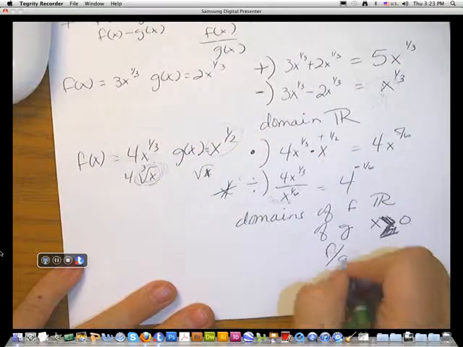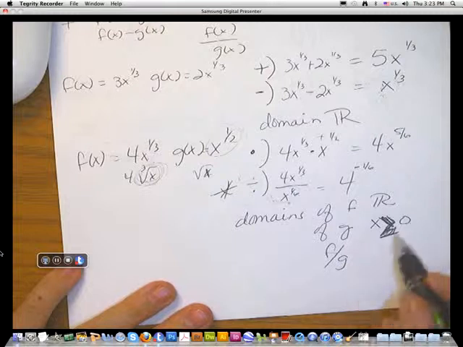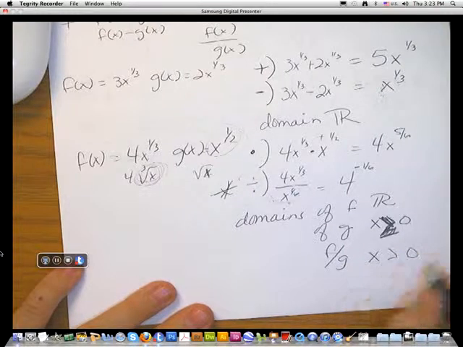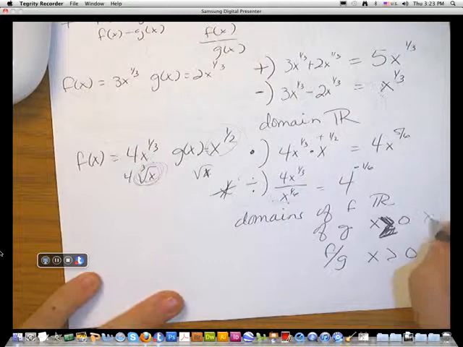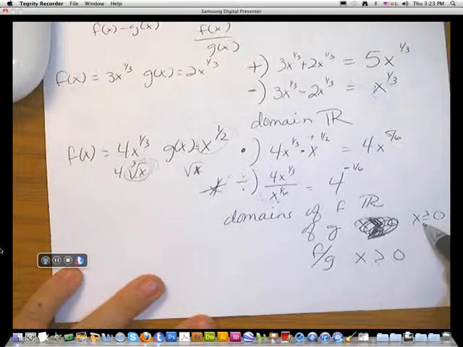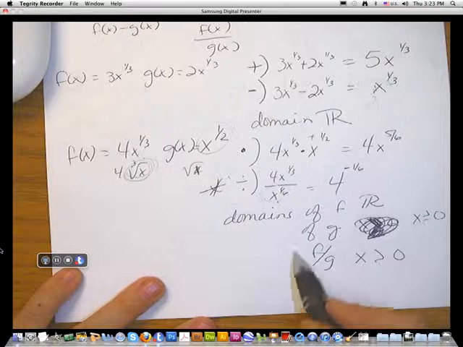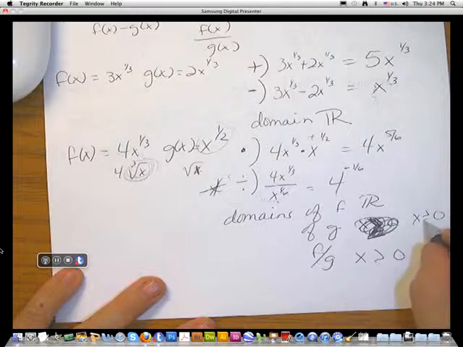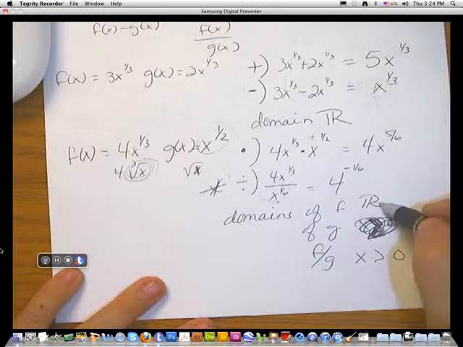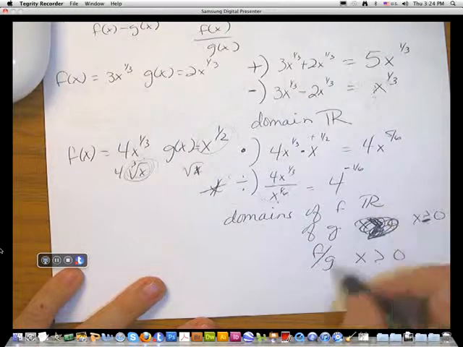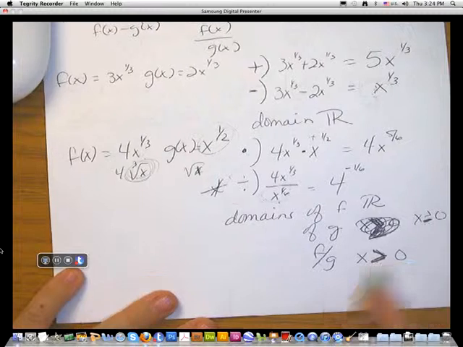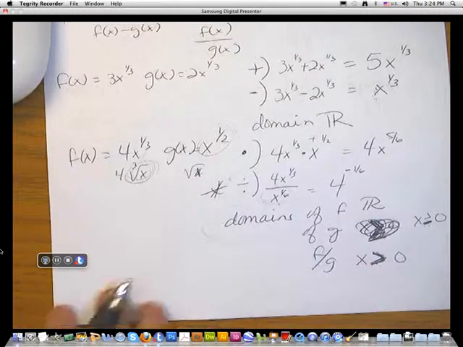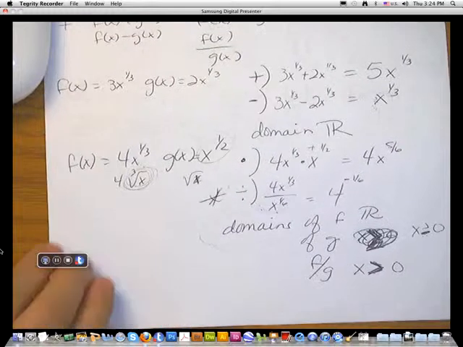But now when I divide f and g, g cannot be 0, so therefore its domain has to be greater than 0. So g can be greater than or equal to 0. But when I put that division together, g can no longer be 0. So therefore I have to exclude the equal to part. And since f is everything, it makes no exclusions. All I have to care about is g. But you are going to have to know your domains. You're going to have to know what x values are allowed to happen and which ones are not.